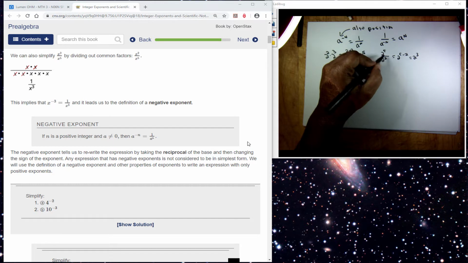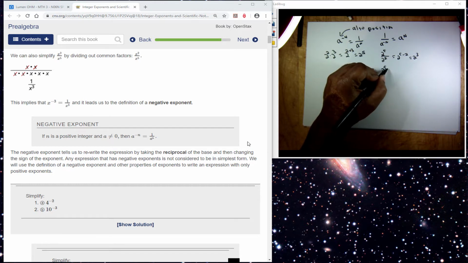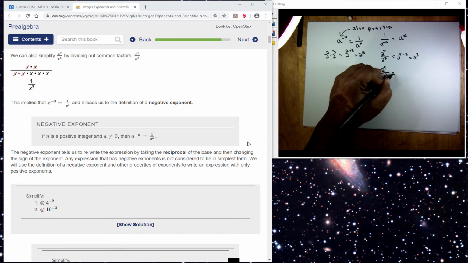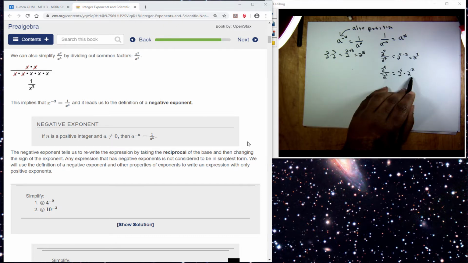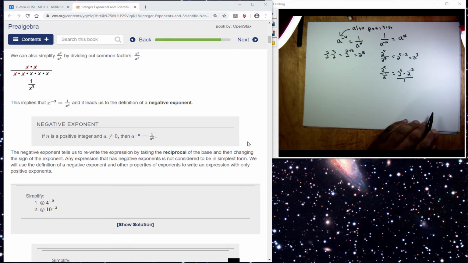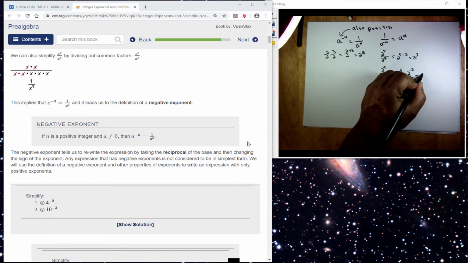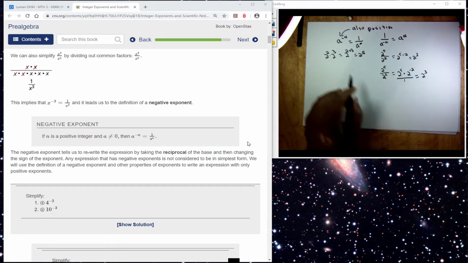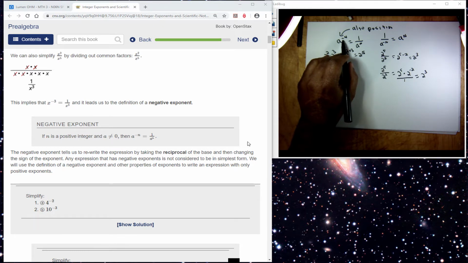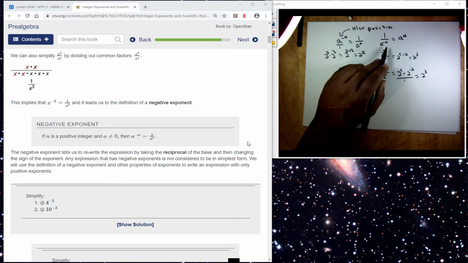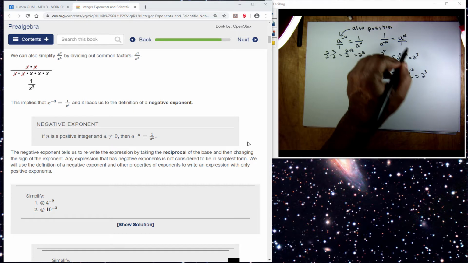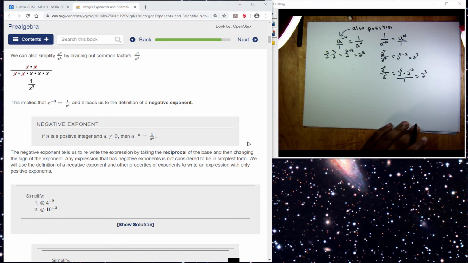So another way of looking at this: 2 to the fifth over 2 squared is 2 to the fifth. Now if we bring this one up top, we'll have 2 to the fifth times 2 to the minus 2. So now I brought it up top, which makes that 2 to the third power. So when you see a negative exponent, it simply means it belongs somewhere else. That's all it means.